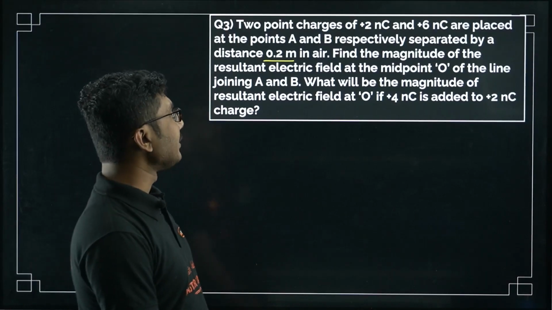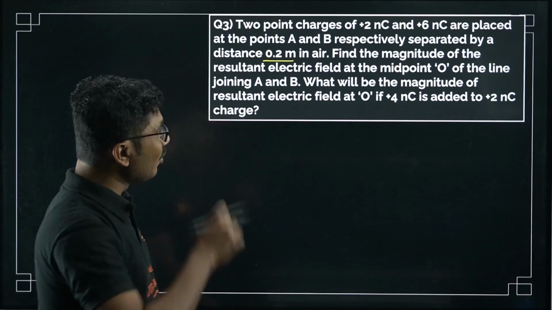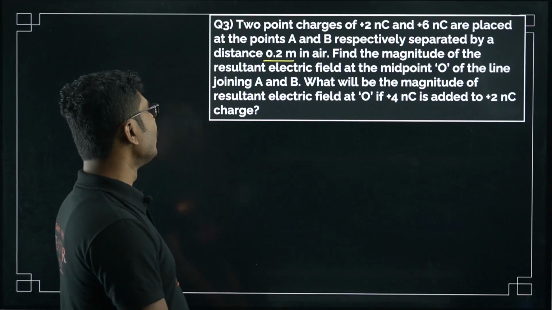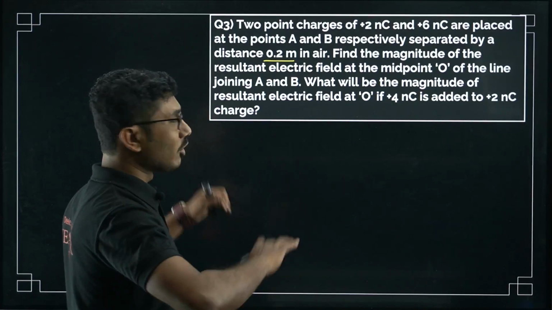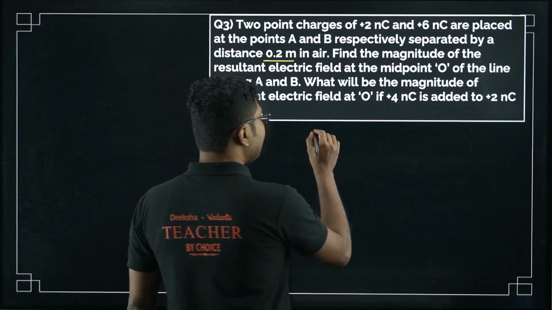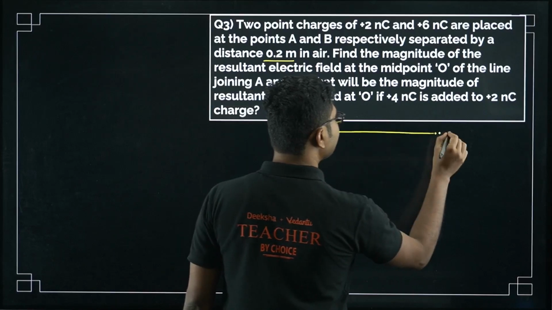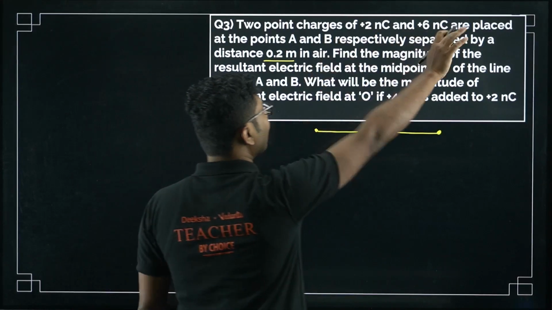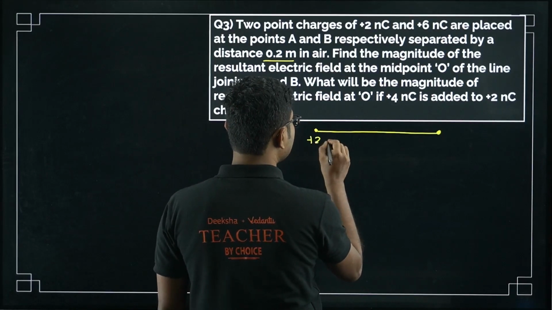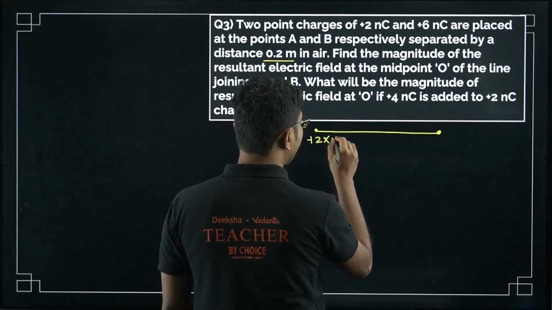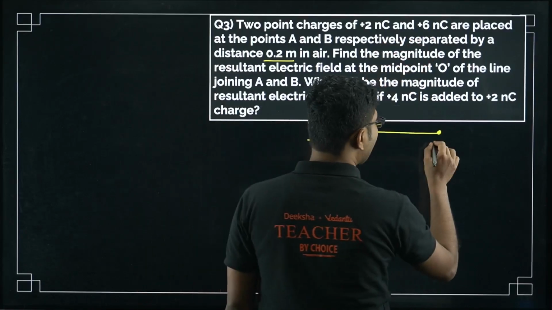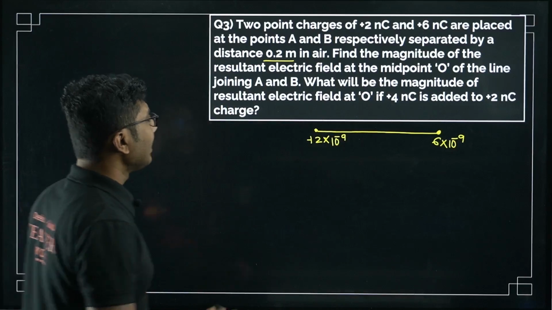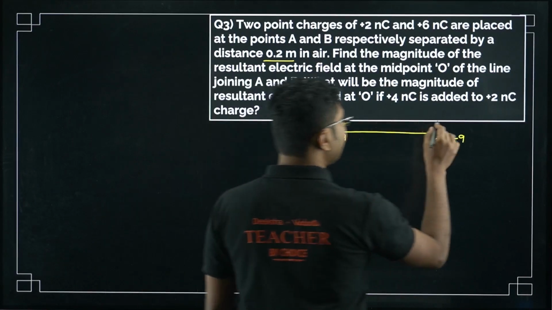What will be the magnitude of resultant electric field at O if +4 nanocoulomb is added to the +2 nanocoulomb charge? Now if you see, it is almost similar to the previous problem, but in the previous problem we had two equal and opposite charges. Here the two charges are different and they have different magnitudes. Nanocoulomb means 10 to the power of -9, so 2 into 10 to the power of -9, and this is 6 nanocoulomb, so 6 into 10 to the power of -9. Say again, this is A, this is B, everything is same.